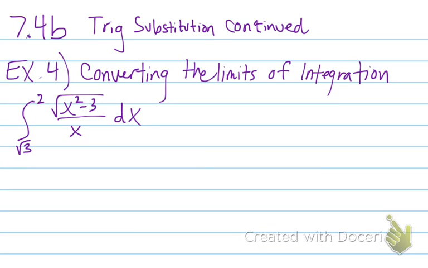Alright, so today we're going to finish up 7.4b that we left off on yesterday. So we're going to do trig substitution continued. We're looking at example 4 in your textbook, which is on page 502. So if you want to look at page 502 of your textbook, that's the example we're looking at.